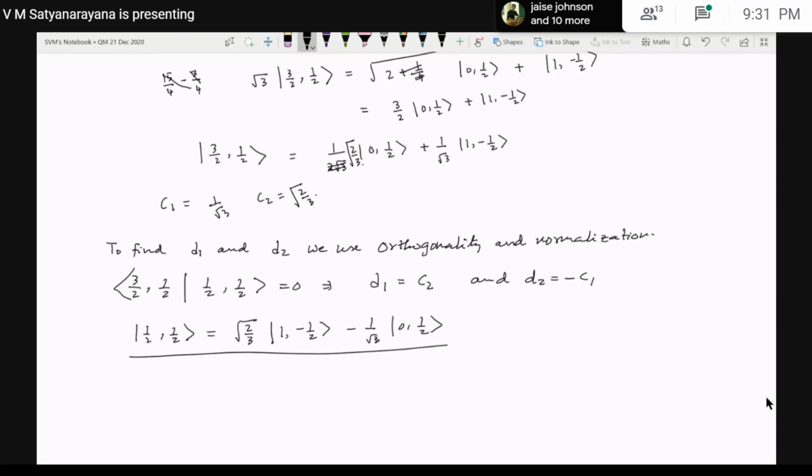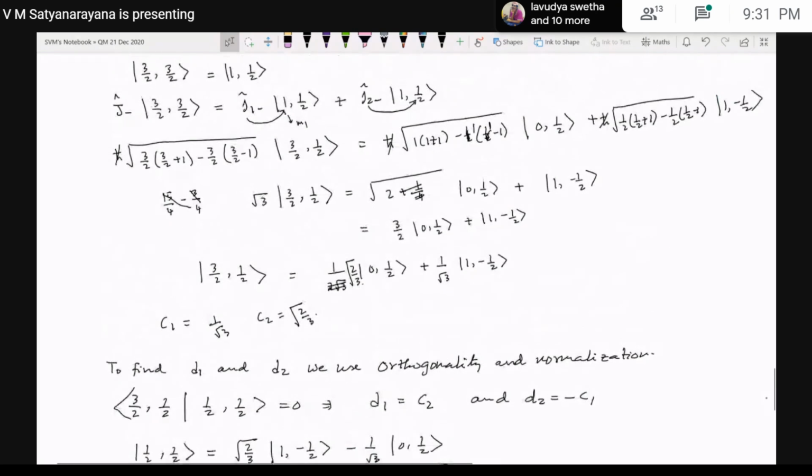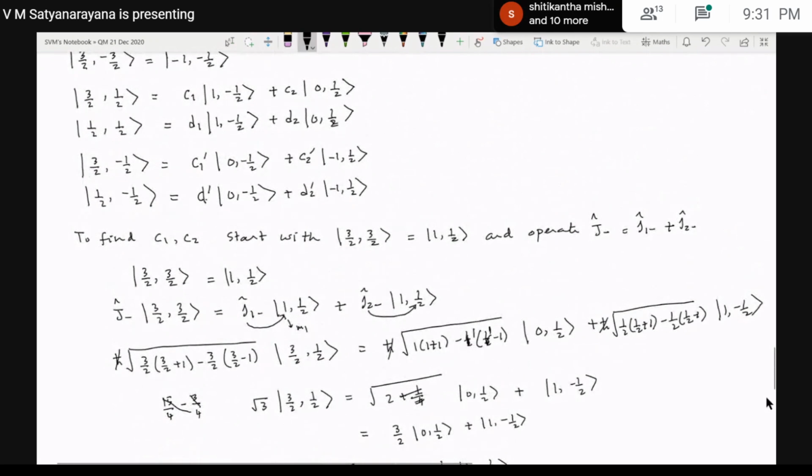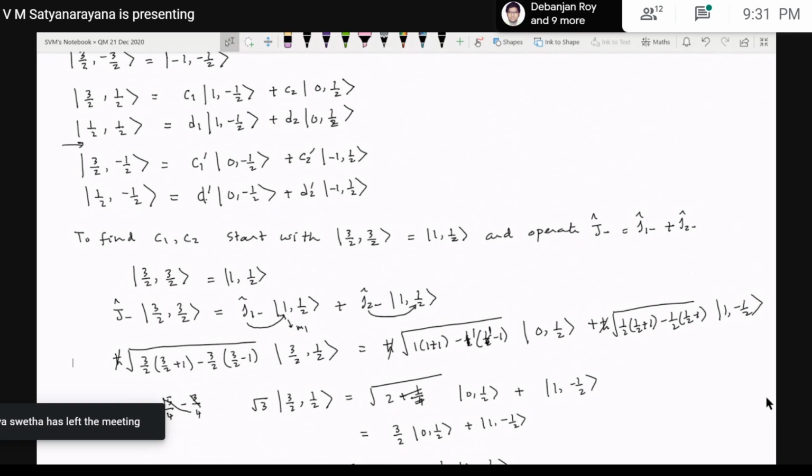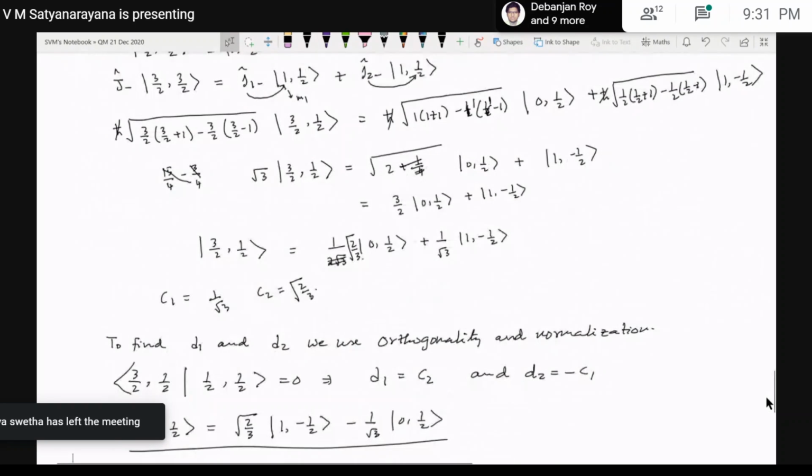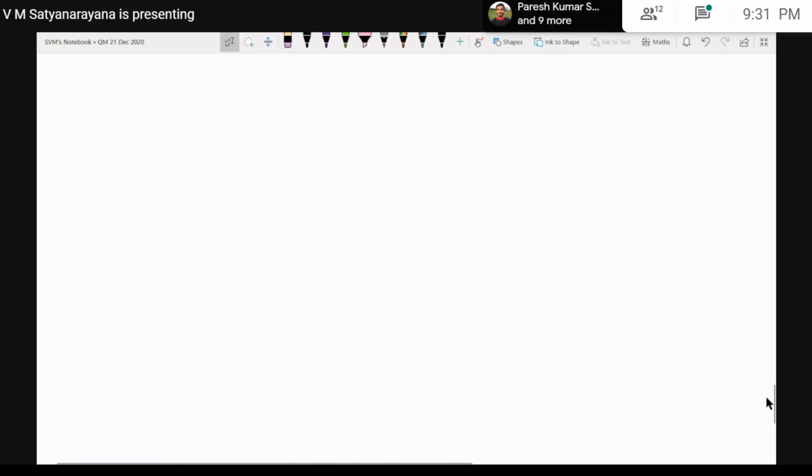Now what to do for getting the next one? So up to this we have evaluated. Now to get this one, to get 3 by 2 minus half, you can actually put a j minus on this. But then that is going to be a little complicated because you have to evaluate 4 terms on the right hand side. So you should always choose the simple one. Okay.